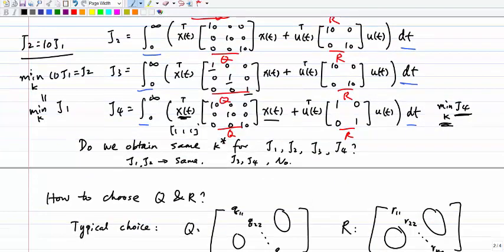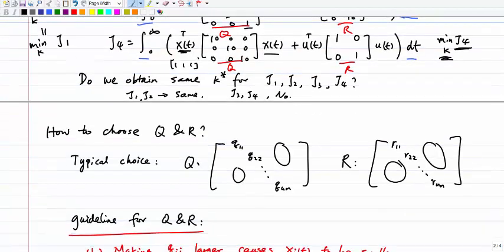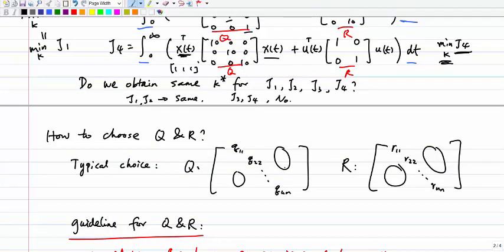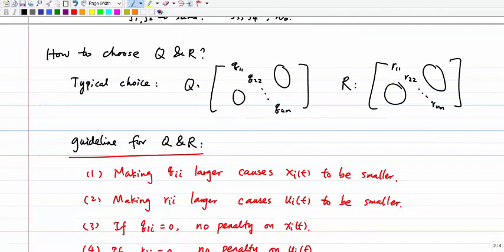Okay, so next question: how do I choose K, Q, and R? As mentioned before, the typical choice for the structure of Q and R is two diagonal matrices, which means we only have non-zero entries on the diagonal of Q and R, while all off-diagonal entries are just zero. This is the same for Q and R. So this is a general guideline for selecting K, Q, and R in the LQR problem. These are four criteria.